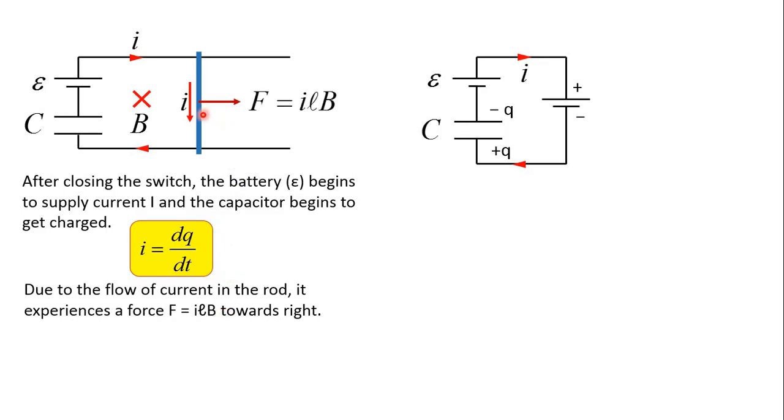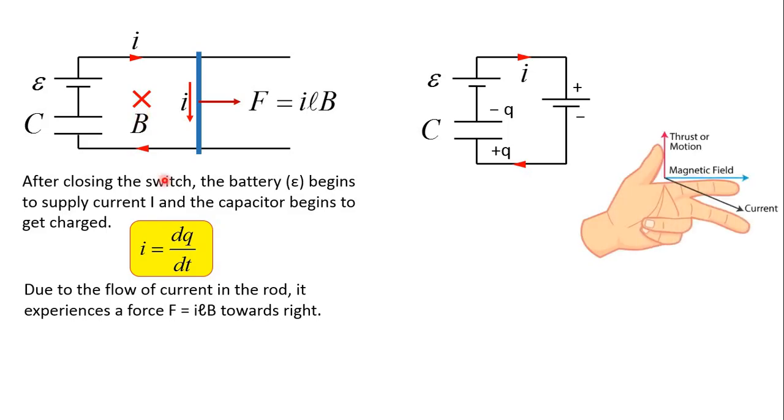Why does the rod experience a force ILB to the right side? Why not to the left direction? For this, we have Fleming's left hand rule. On the left hand, the first finger represents the direction of the magnetic field. So right now, take your left hand and point your first finger into the screen, as the magnetic field is going into the screen, and the second finger is toward the direction of current. So the current is going down.